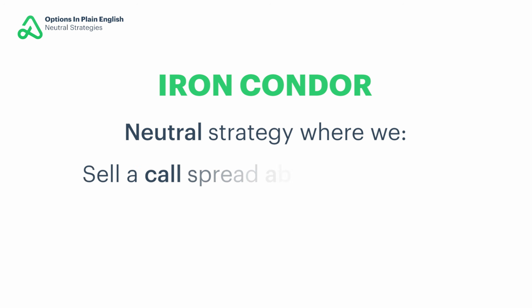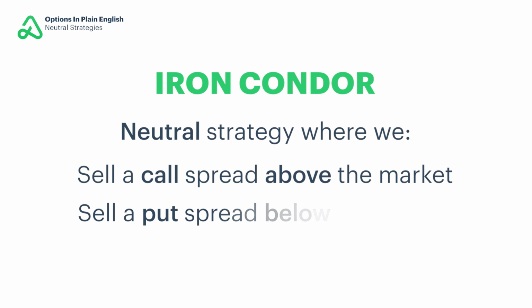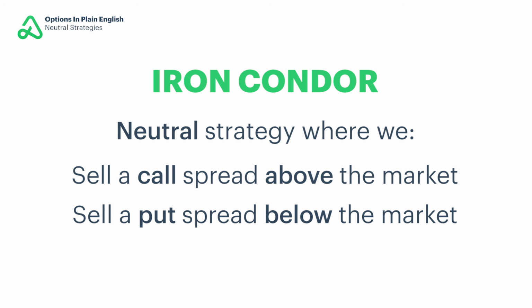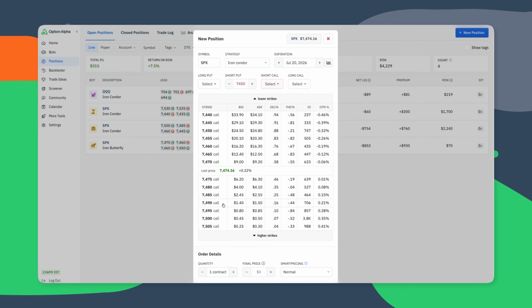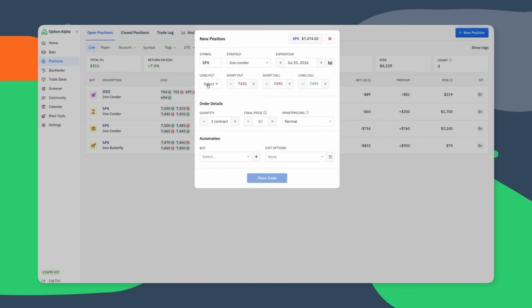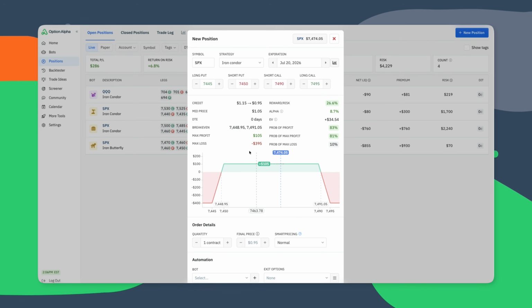So let's start with an iron condor. An iron condor is a neutral strategy where we sell a call spread above the market and sell a put spread below the market. So we are creating a range. We want price to stay between our short put and our short call. The iron condor says, I don't think this stock or index will move too far up or too far down. And that's the whole idea. You collect the premium up front and the trade benefits if price stays inside the range and time passes.